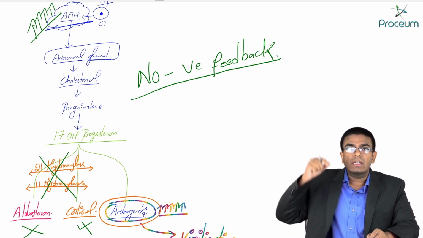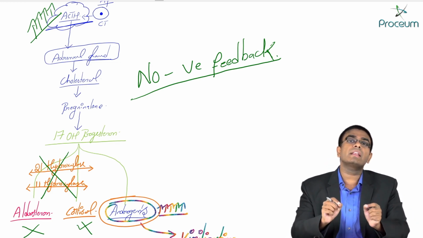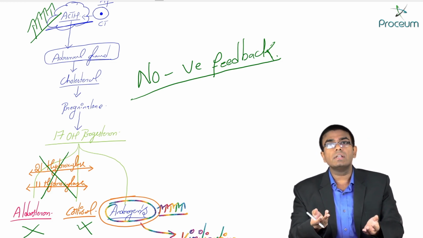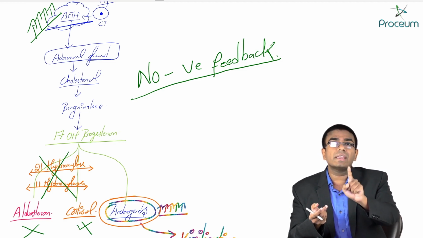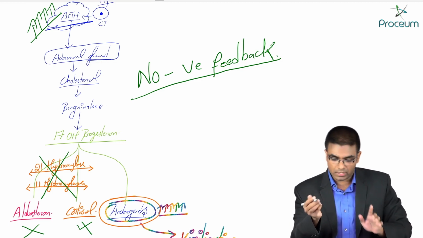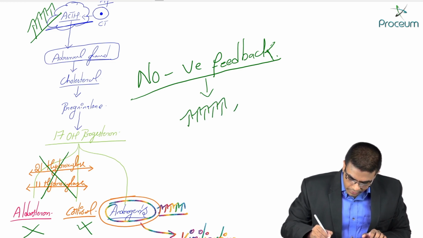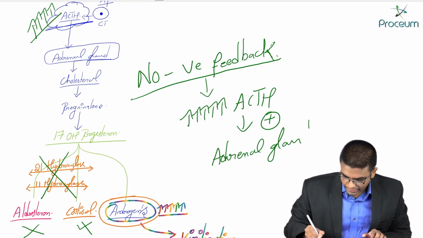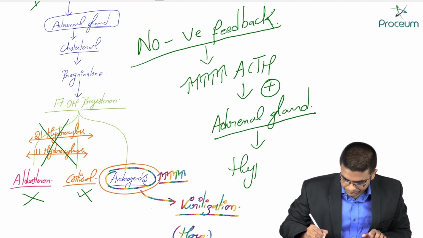Now this ACTH will come and stimulate the adrenal gland for the production of cortisol. But enzymes are not there, so there is no cortisol. So ACTH is continuously stimulating the adrenal glands, so there is adrenal hyperplasia. As there is no negative feedback, there is too much ACTH production. This ACTH will stimulate the adrenal gland, so there is hyperplasia.